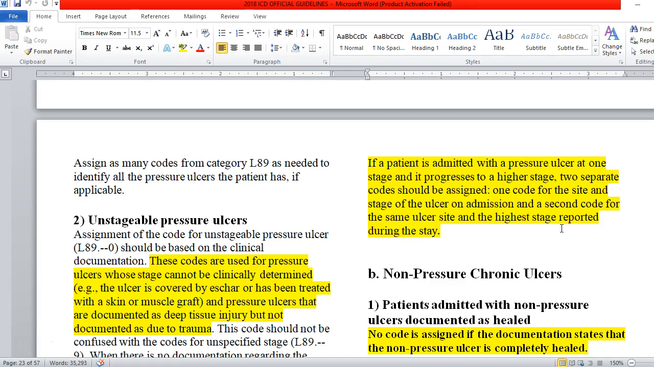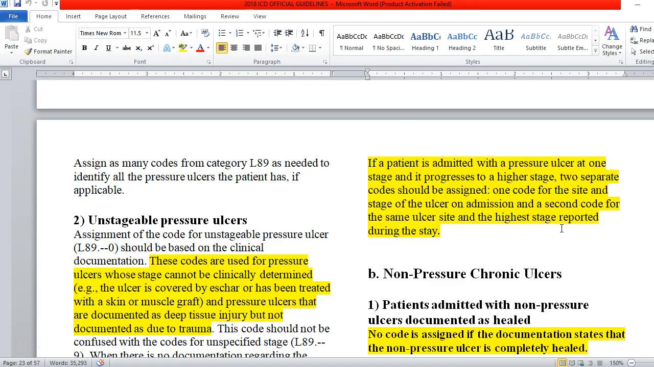If, let's say, someone goes into the hospital with a stage 4 pressure ulcer and they come out with a stage 1 pressure ulcer, we are also going to code both of those, again, to let the insurance company know that we have been actively treating it, because we want them to know either the pressure ulcer has gotten better or it has gotten worse, and we need to indicate that either way.